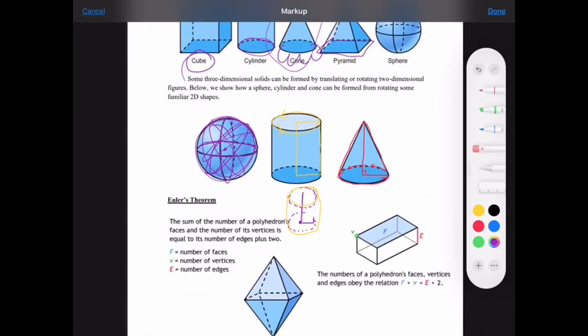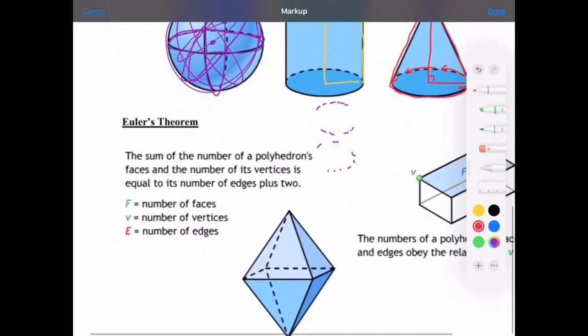Okay, moving on. Now we're going to talk about Euler's formula, Euler's theorem. So Euler's theorem says this: the sum of the number of a polyhedron's faces and the number of its vertices is equal to its number of edges plus 2. All right, that's a lot. Let's break it down. So what's a polyhedron? A polyhedron is like a polygon. Remember, a polygon is any shape made up of lines, two-dimensional. This is the same thing, except it's a three-dimensional shape now.